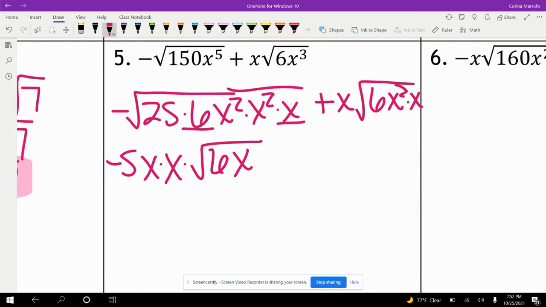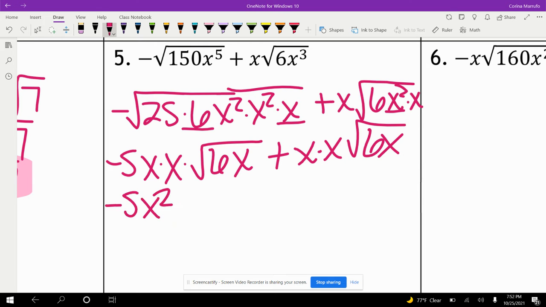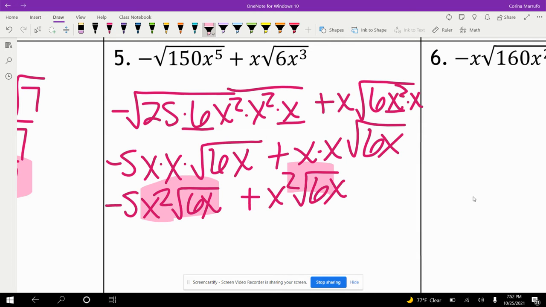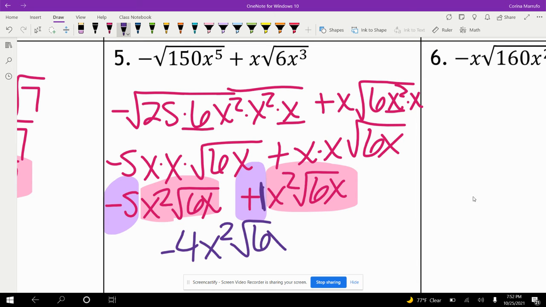So we have 6x. Plus here, I can only take the square root of this one. So we have x times x, and the square root of, we're left with 6x in there. I'm going to reduce this. So negative 5x squared and the square root of 6x plus x squared and the square root of 6x. If we look at our like terms, this is exactly the same on both of them. So we add the coefficients. Negative 5 plus, remember if there's no number there, it is a 1. So negative 5 plus 1 gives me negative 4x squared and the square root of 6x.